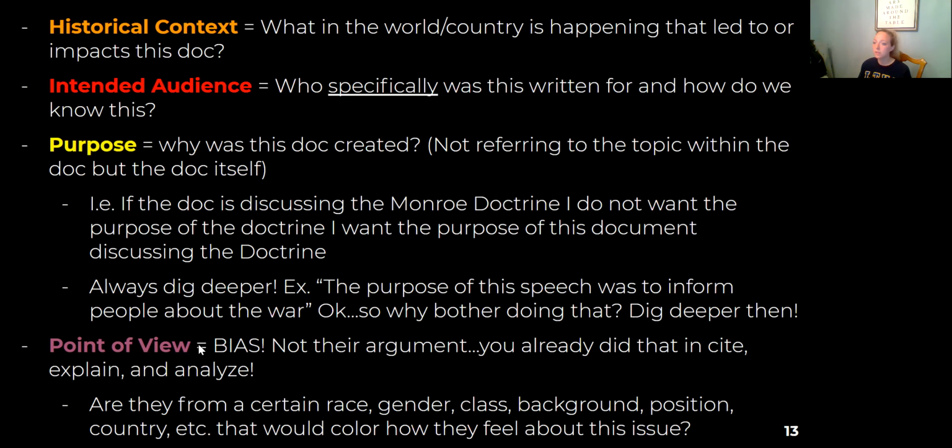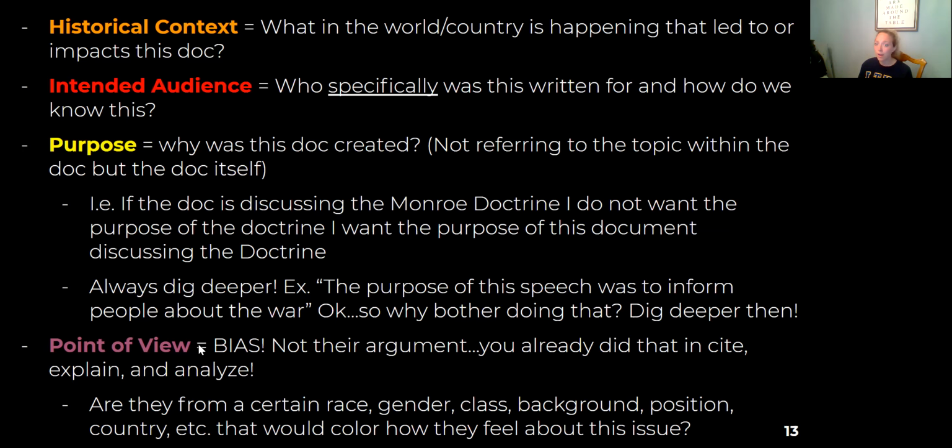So this is knowing this person or whatever information they give you in the source. Are they a certain race, gender, class, background, position, country, political party, something that would color how they feel about this issue? And again, only when you feel like it would add an extra punch to your essay. So like, I don't know, it's talking about a Southern Democrat senator who's talking about how slavery is justified in the Bible or something like that.